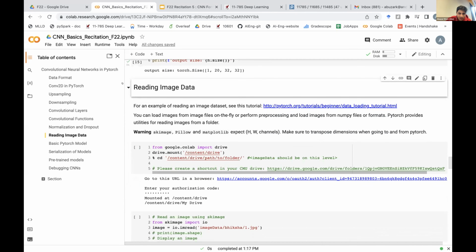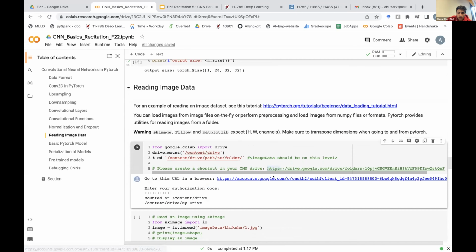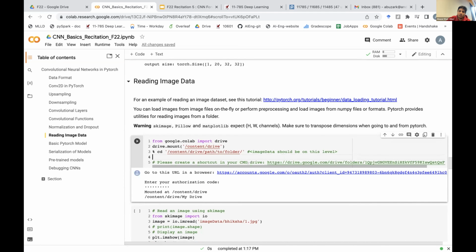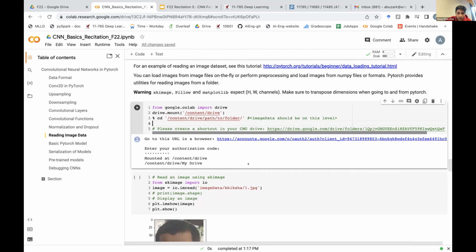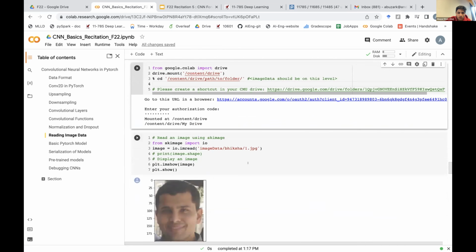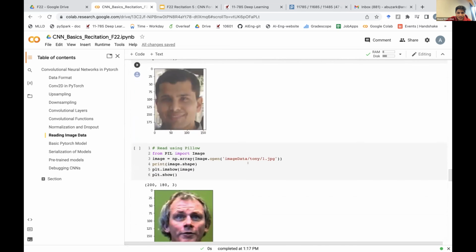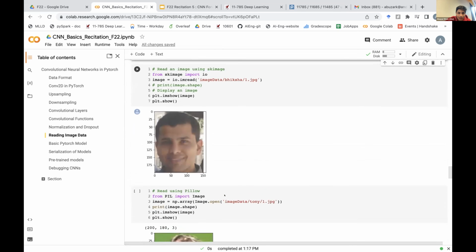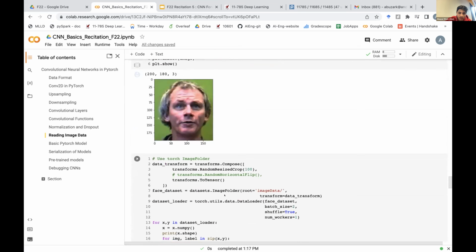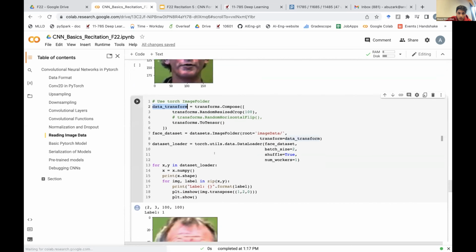So this little section here is reading image data. We have provided you this drive link here, which you can add as a shortcut to your drive if you want to go through this section of the notebook. What this section will do is, we've put images of Beeksha and Tony here. But essentially you can load the images, play with them, see what data transformations can do.